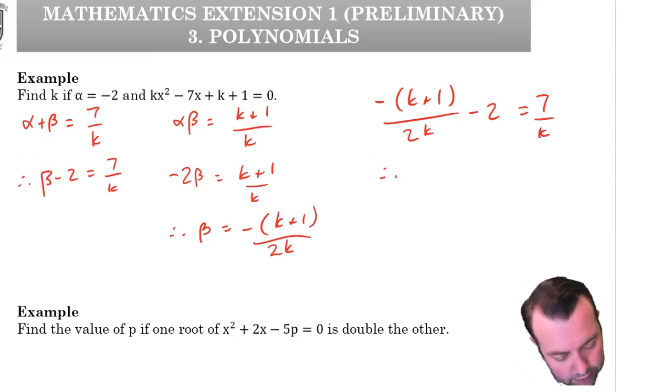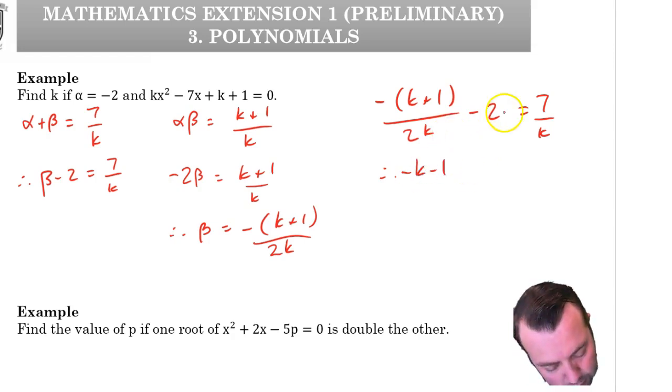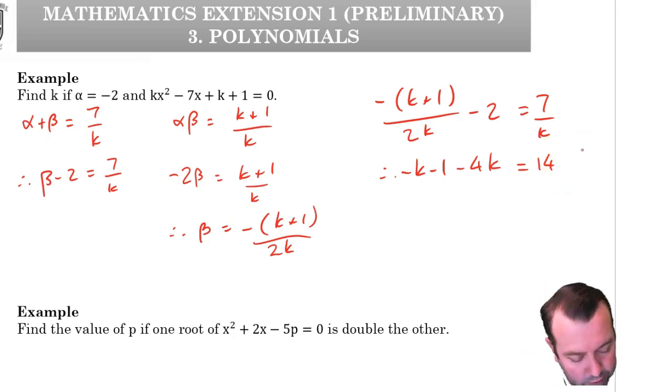Multiply everything by 2k, and I get negative k minus 1. Now, multiplying by 2k gives me minus 4k equals, sorry, just equals 14. Multiplied throughout by 2k.